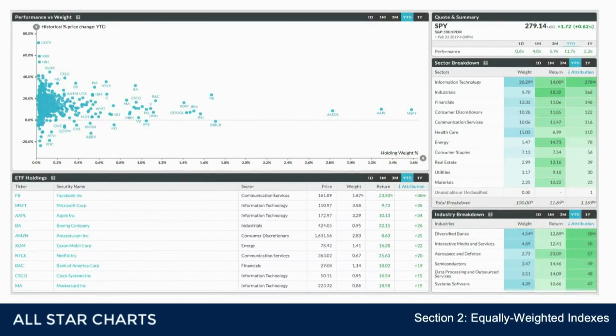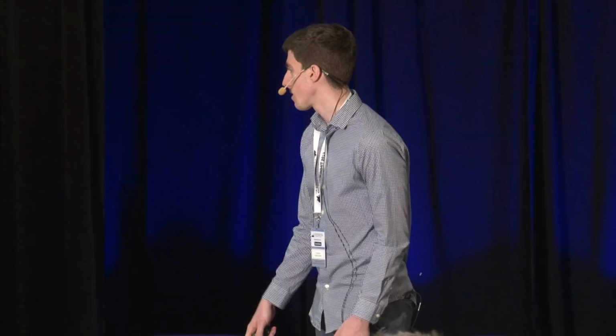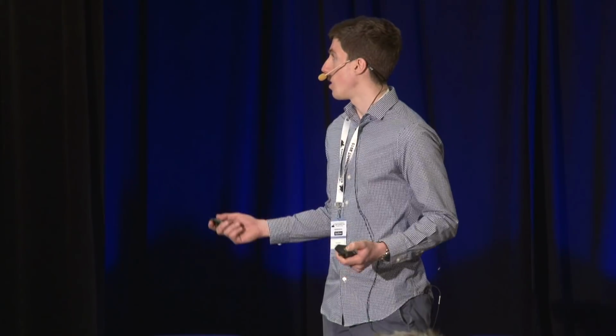And this is just for the S&P 500, again, kind of the same view. On the bottom, you have the individual holdings. I sorted by attribution. So actually, Facebook, Microsoft, Apple, and Boeing are contributing the most year to date. Sectors, no surprise that IT is up there. Industry breakdown, diversified banks, those are good. Cool. So just another tool.